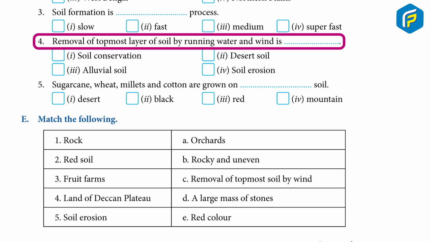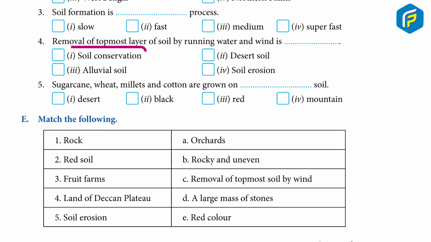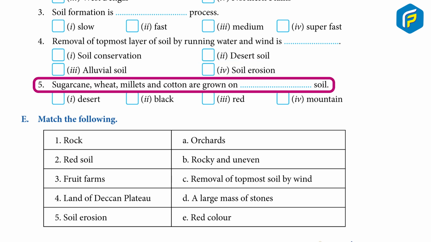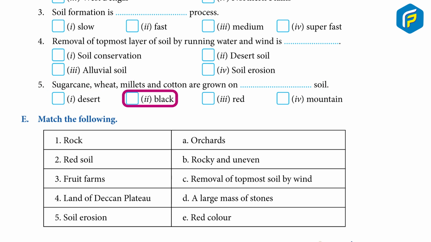4. Removal of topmost layer of soil by running water and wind is dash. 1 soil conservation, 2 desert soil, 3 alluvial soil, 4 soil erosion. 5. Sugarcane, wheat, millet and cotton are grown on dash soil. 1 desert, 2 black, 3 red, 4 mountain.